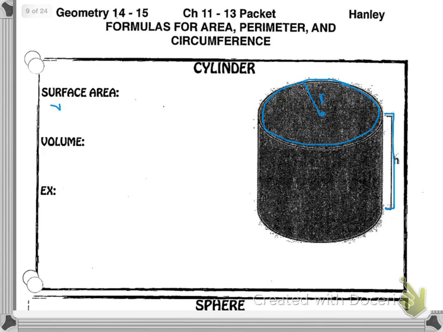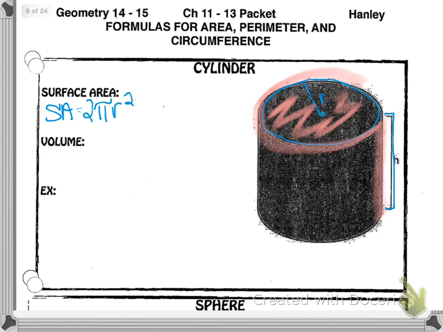For surface area, we have to find the area of the base, which is going to be our circle here. The area of a circle is pi times the radius squared, and we have two bases, so we're going to say 2 pi r squared. We're also going to find, if I cut this cylinder, maybe it's a tin can, and roll out the side, the length of that whole piece would be the distance all the way around. That distance is our circumference.